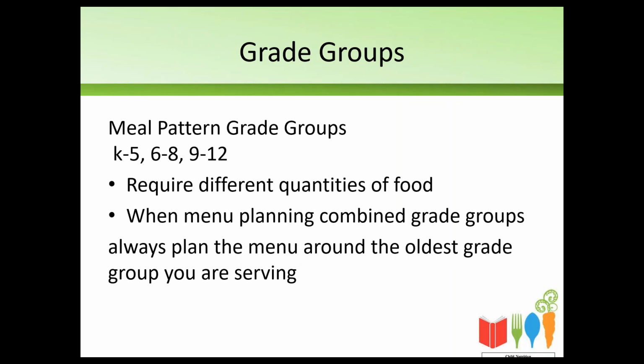The meal pattern is developed around grade groupings. These grade groupings are kindergarten through 5th, grades 6th through 8th, and 9 through 12. Different grade groupings have different daily or weekly quantity requirements for food component offerings. When serving 2 of these grade groups at the same time, the menu must be planned around the older grade group to prevent any insufficiencies.